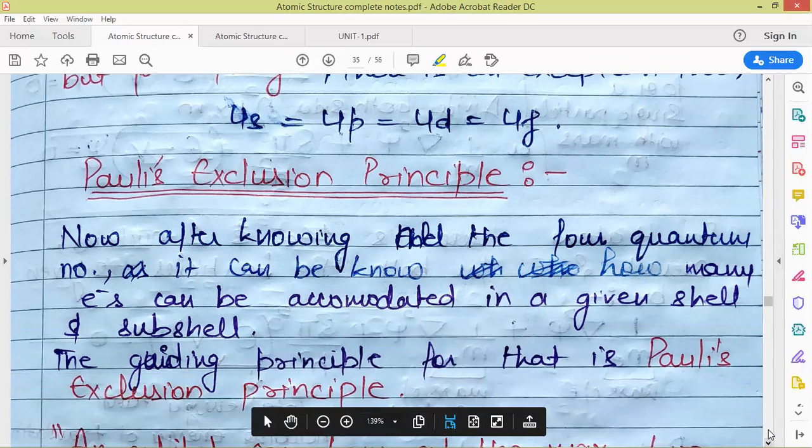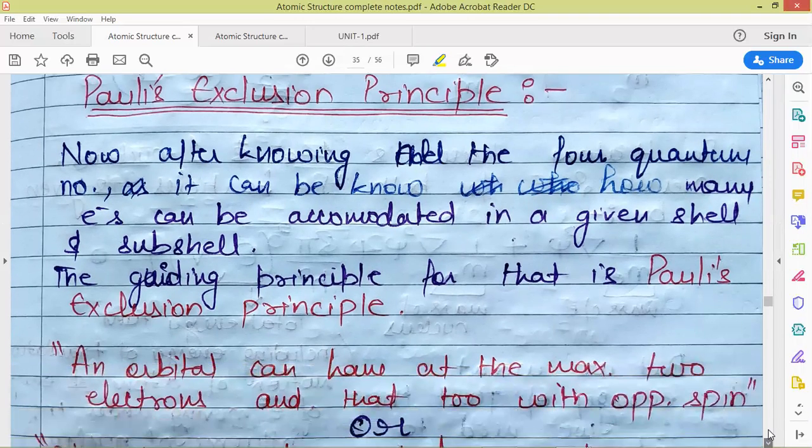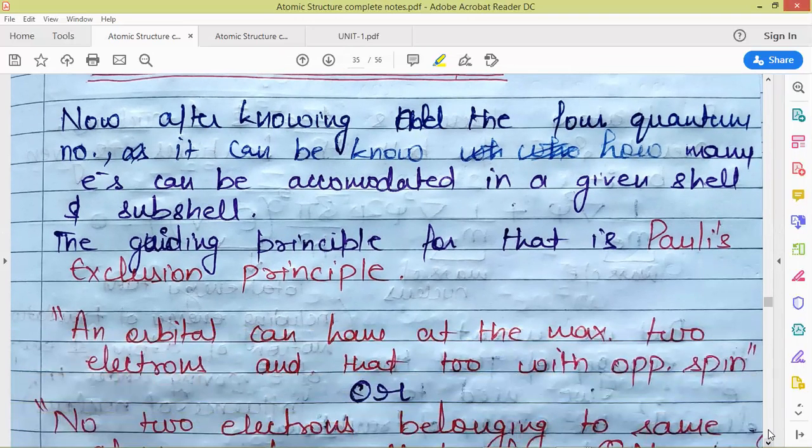Next we have Pauli's exclusion principle. After knowing all 4 quantum numbers, it can be known how many electrons can be accommodated in a given shell or subshell, based upon that formula. The guiding principle for this is Pauli's exclusion principle.